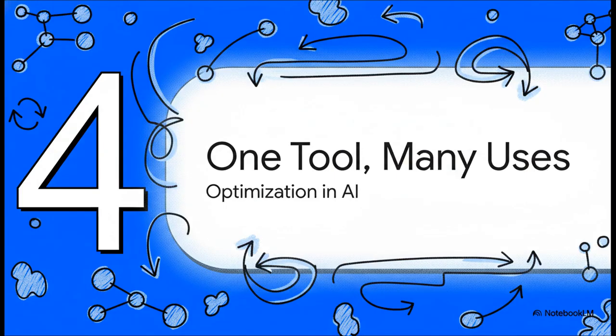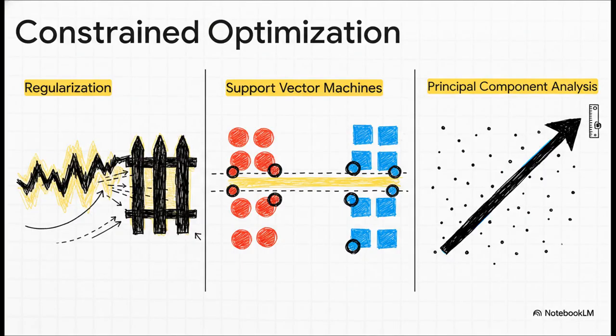But wait, there's more. This idea is so fundamental, it doesn't just stop at regularization. Once you get this concept of constrained optimization, you'll start seeing it absolutely everywhere in machine learning. Take support vector machines, for instance. Their whole job is to find the biggest possible gap between two groups of data, but they have to do it under the constraint that their weights have a specific size. Or what about principal component analysis? It's looking for the direction of the most variance in your data, but it's constrained to only look for directions that have a length of 1. It's the same exact idea every single time, a different mountain to climb and a different fence to respect.